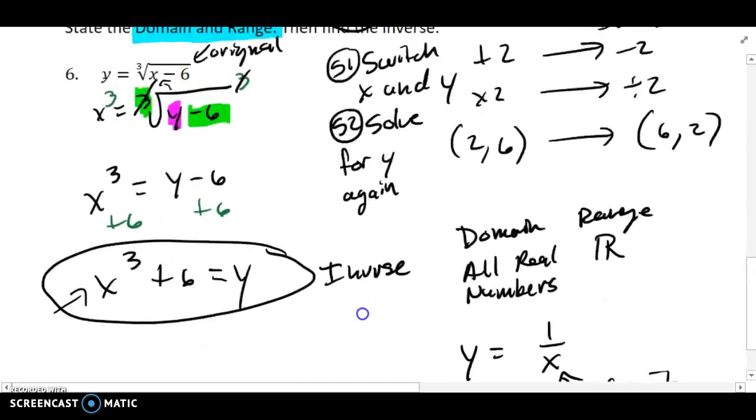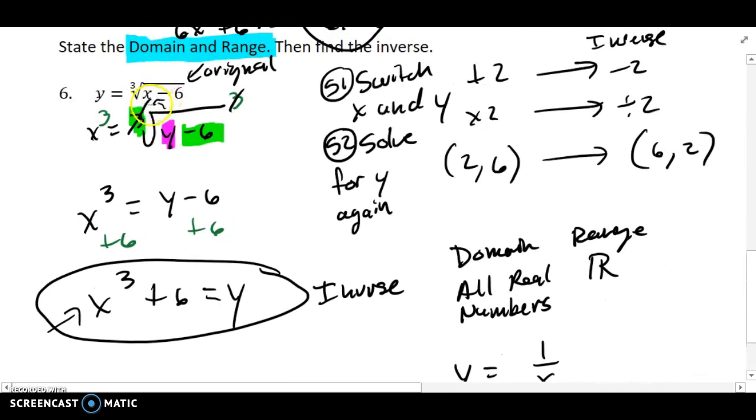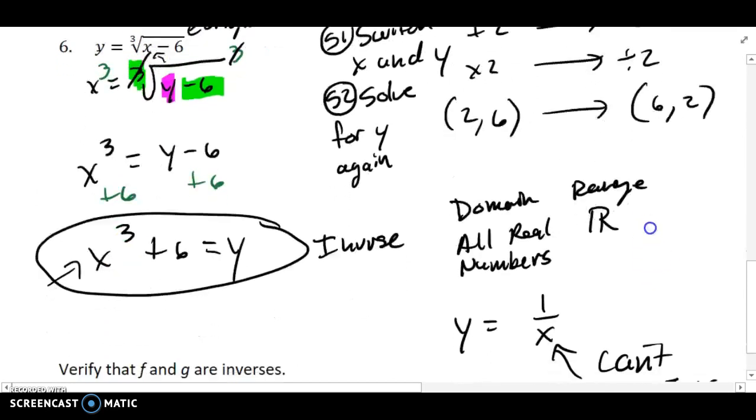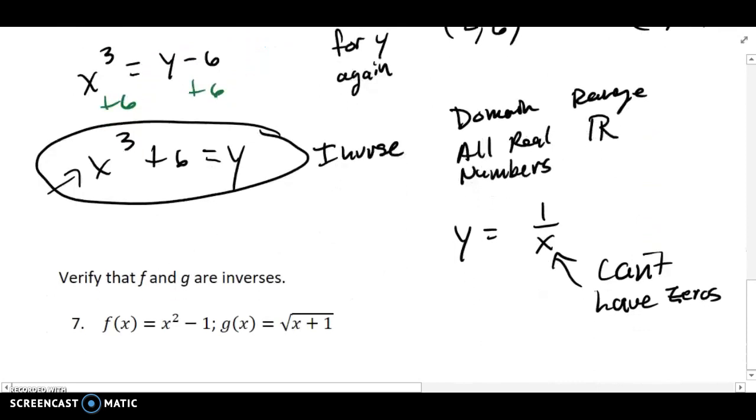So if you're given something that you think you could use every number in, then you have all real numbers. Another example is square roots. Like if I have the square root of x, I can't have negatives.